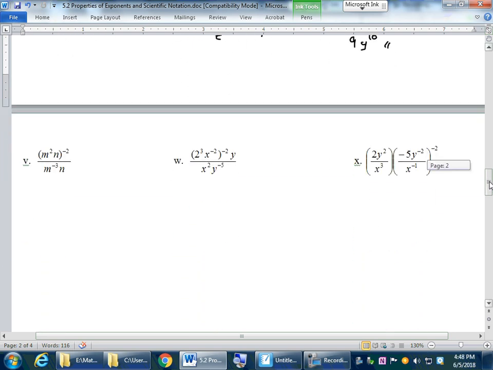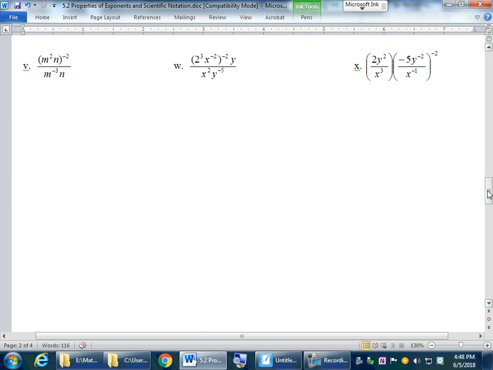Continuing on the next example. In this example, you have to be careful. Notice that in the previous example, I used property number 7 first because I only have the numerator. I don't have a denominator. Right here, I have both numerator and denominator. So I would say go to order of operations.